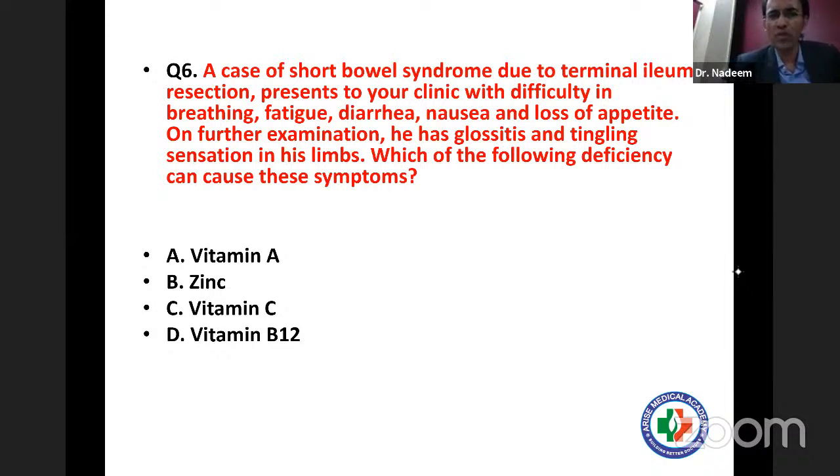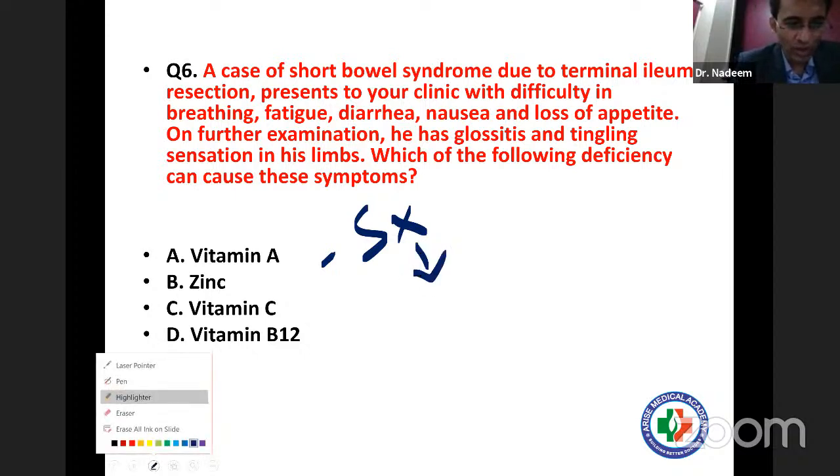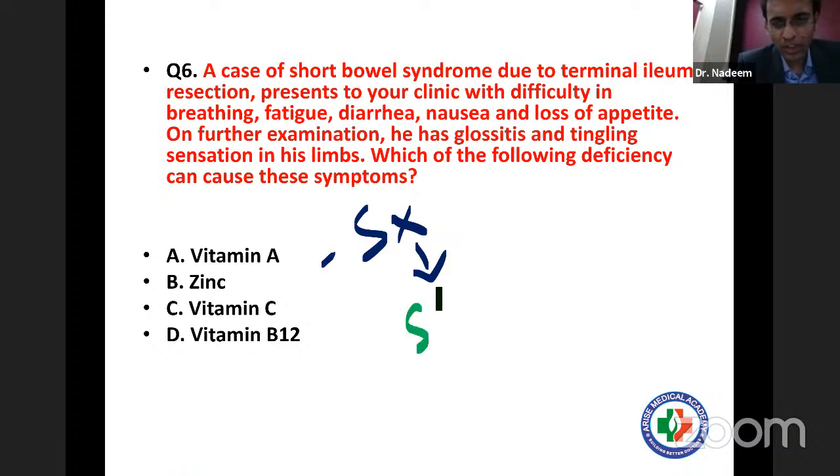A case of short bowel syndrome due to terminal ileum resection presents to your clinic with difficulty in breathing, fatigue, diarrhea, nausea, and loss of appetite. On further examination, he has glossitis and a tingling sensation in his limbs. Which of the following deficiency can cause these symptoms? Basically, this is a question of surgery. As per the surgery, I have one clue: the patient is having short bowel syndrome.